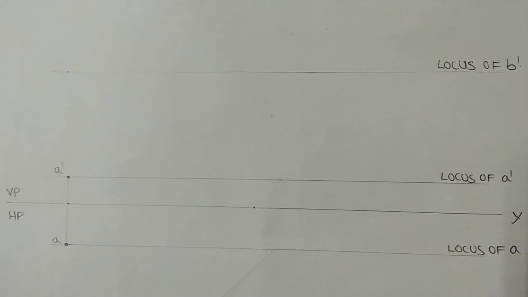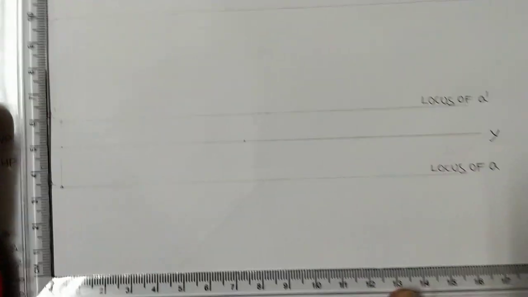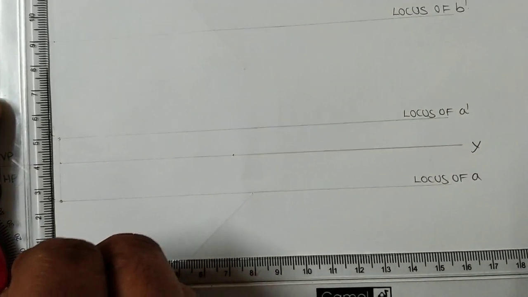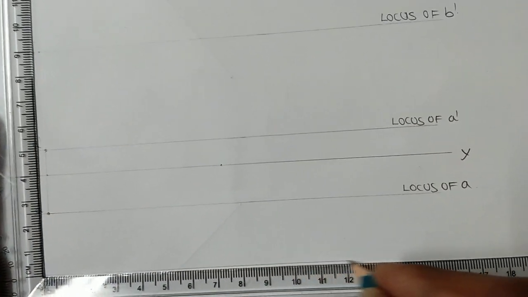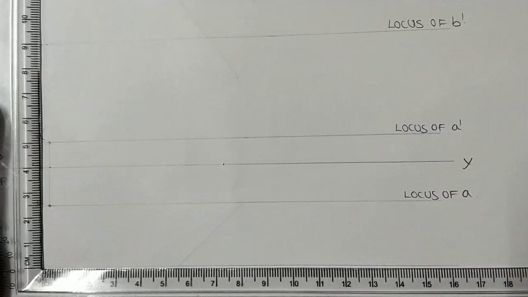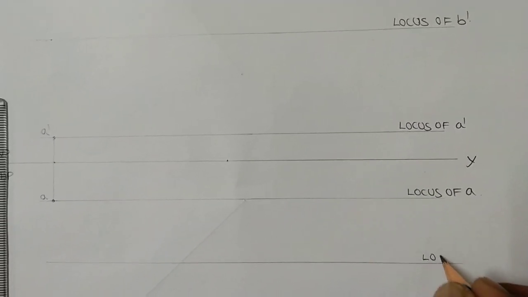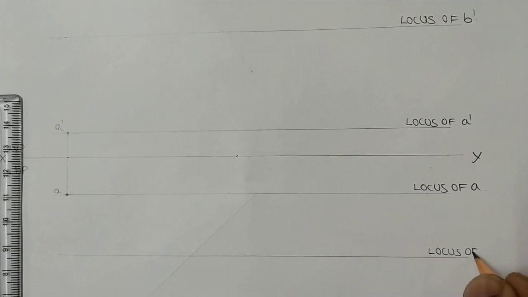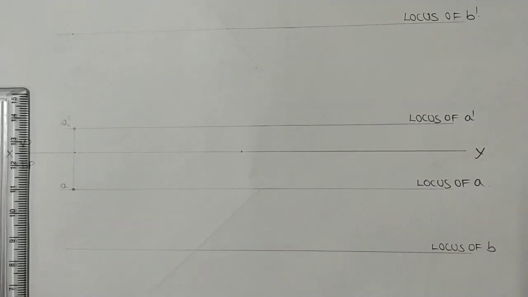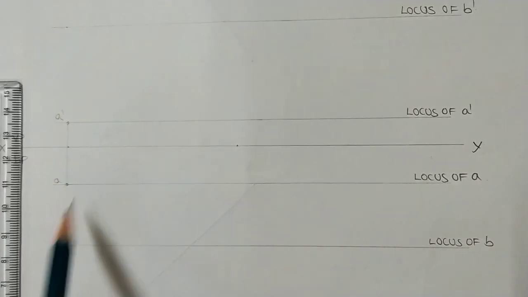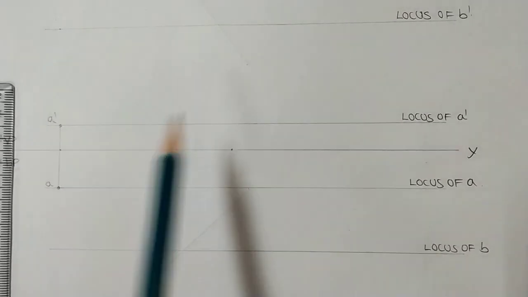Similarly, this point is 40 mm in front of the VP. So from the reference line, we can mark a point 40 mm below the reference line. Then construct the locus line. Locus lines must be parallel to the reference line always. So here I can say this is locus of B. So at the end of the problem, small b can come on this particular line. So in this way we can mark the point. Similarly, we can draw the locus lines.